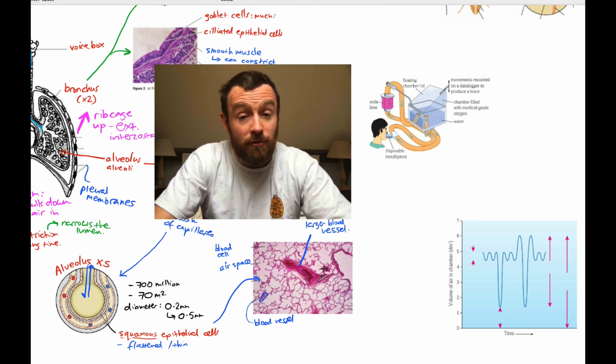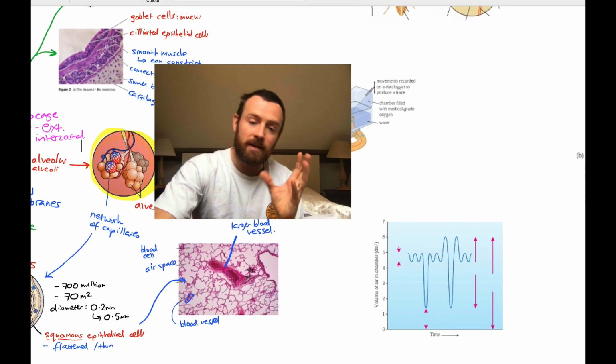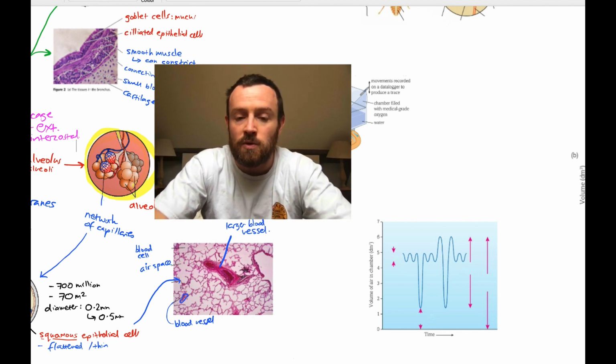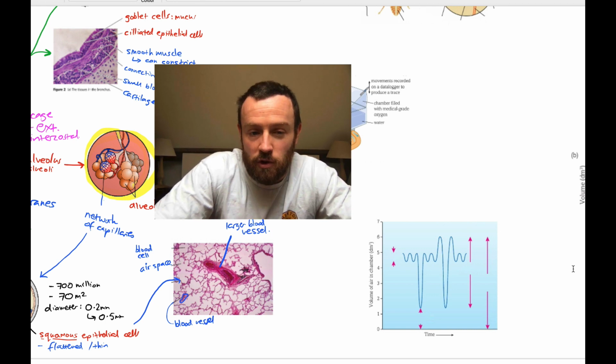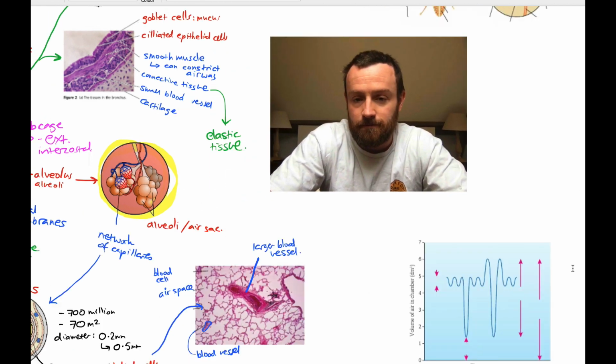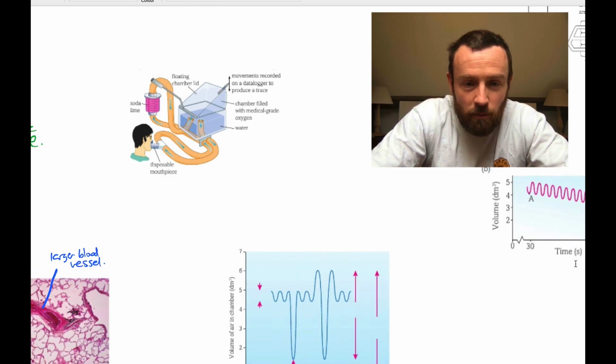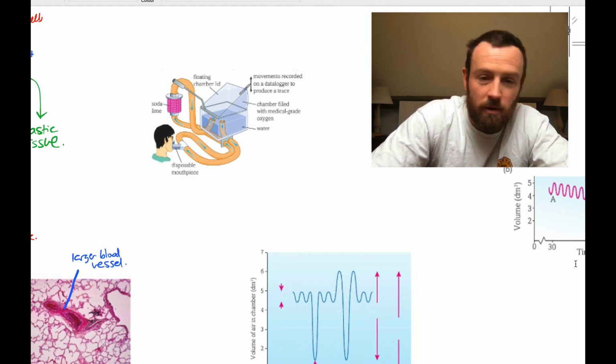So we're about halfway through the video. If you'd like to pause now, get a cup of tea, then now would be a good time. If not, we're going to plow on, talk about measuring lung volumes, and then we're going to talk about other organisms. Okay, still with me? Let's do spirometry. This diagram is in your book, page 176.